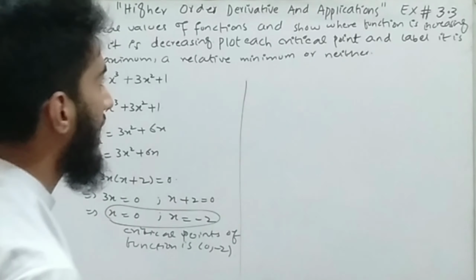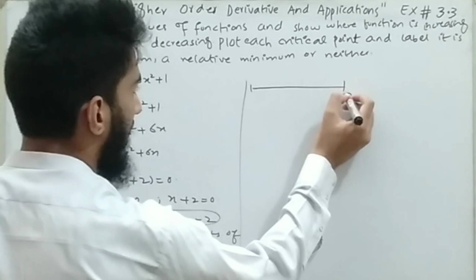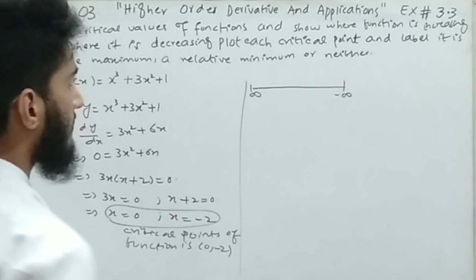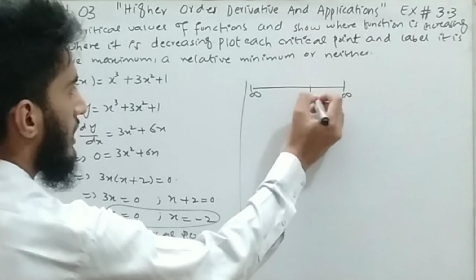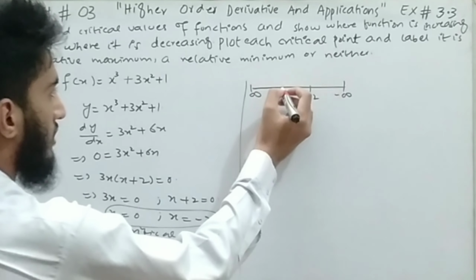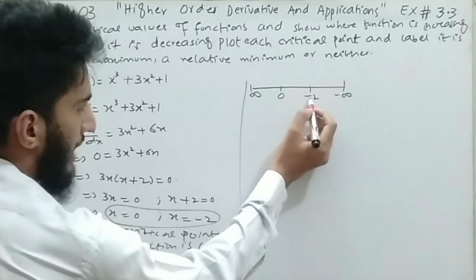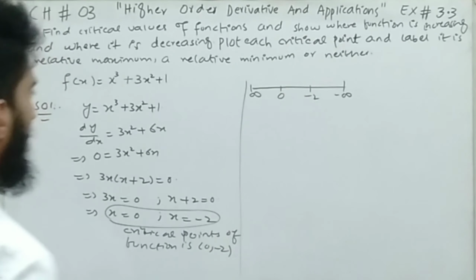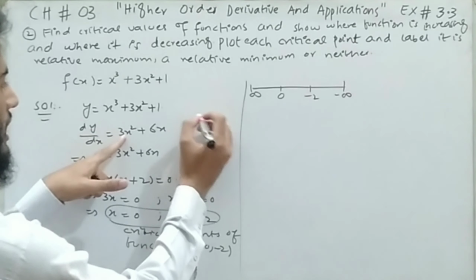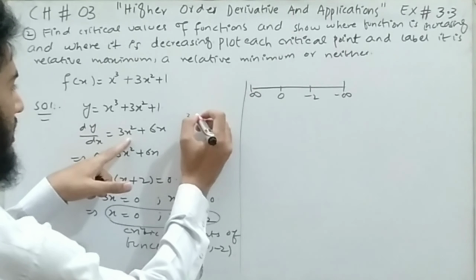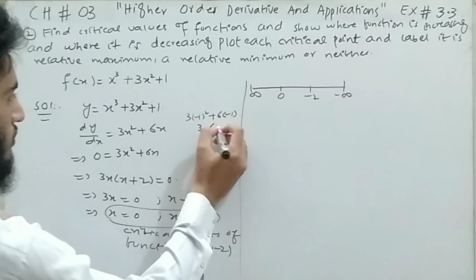Now after this I am going to find the increasing and decreasing function by plotting a number line. Let's suppose this is negative infinity and this is positive infinity. Toward negative infinity I will take the negative solution, which is minus 2, and toward positive infinity I will take the positive solution, which is 0. Now let's take a number in between 0 and minus 2, in this interval, minus 1. By putting minus 1 in dy by dx, it becomes 3 into minus 1 whole square plus 6 into minus 1, so it becomes 3 minus 6, which gives us minus 3.